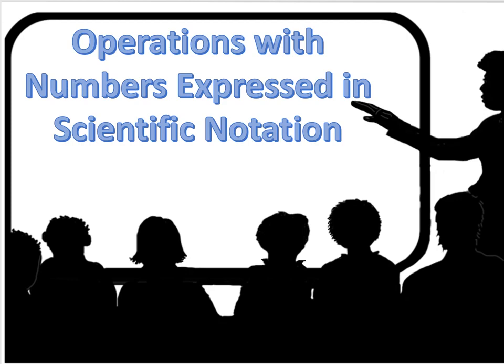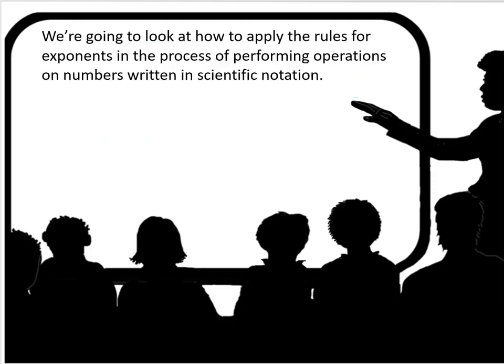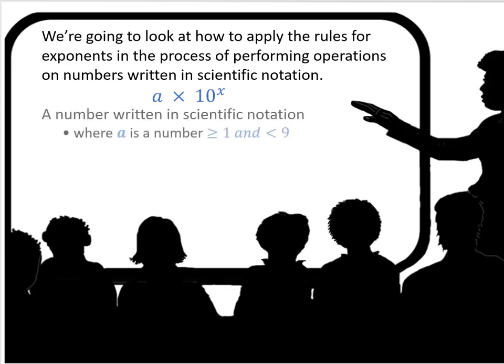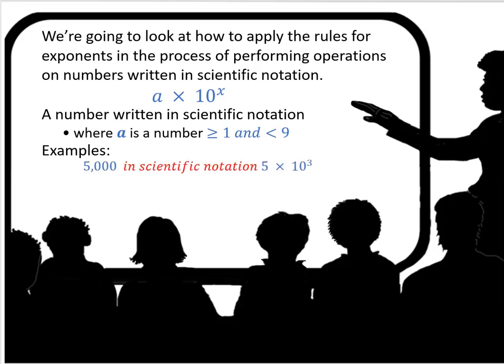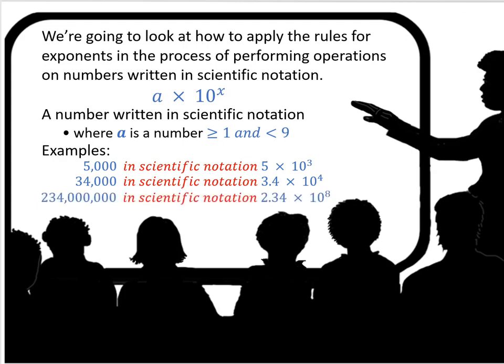This video is on operations with numbers expressed in scientific notation. We're going to look at how to apply the rules for exponents in the process of performing operations on numbers written in scientific notation. Here you see the format a times 10 to the x, which is the format for scientific notation. It's a number written where a is greater than or equal to 1 and less than 10. Let's look at a couple of examples.